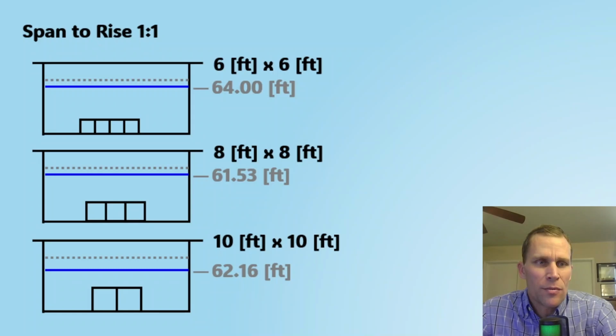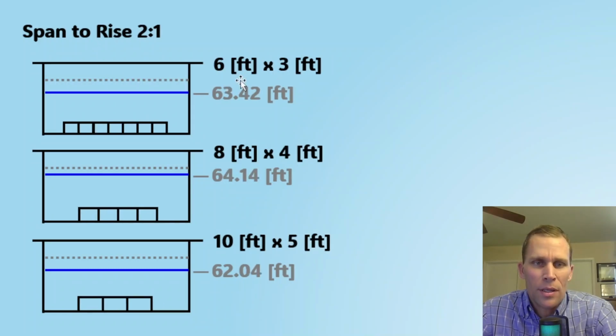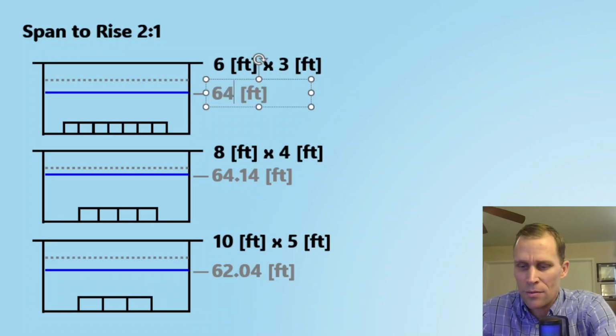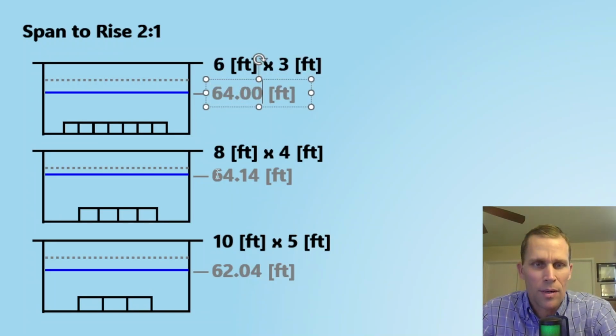And then for the span to rise 2-to-1 ratio, here are the three solutions. With 6 by 3 foot culvert barrels, we needed 1, 2, 3, 4, 5, 6, 7. You can see we still have sufficient room for probably two more barrels. That resulted in a water surface elevation of, oops, hold on, this one's 64.00. And then, yeah, the other two numbers are correct, 64.14 and 62.04. So 8 by 4, 4 of them, 10 by 5, 3 of them. And then here are the water surface elevations.